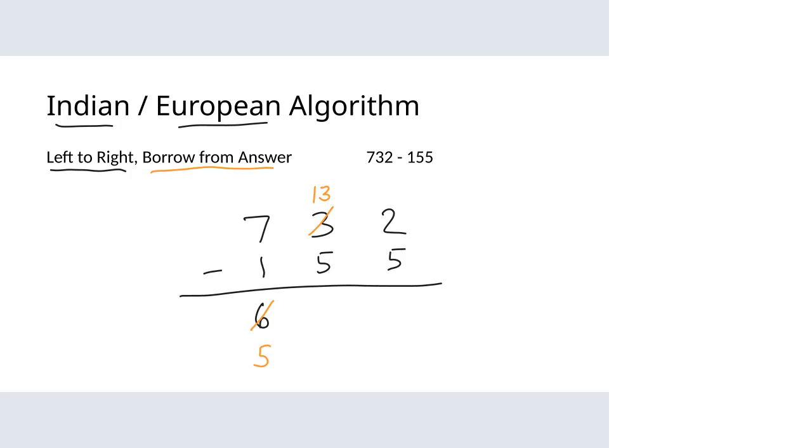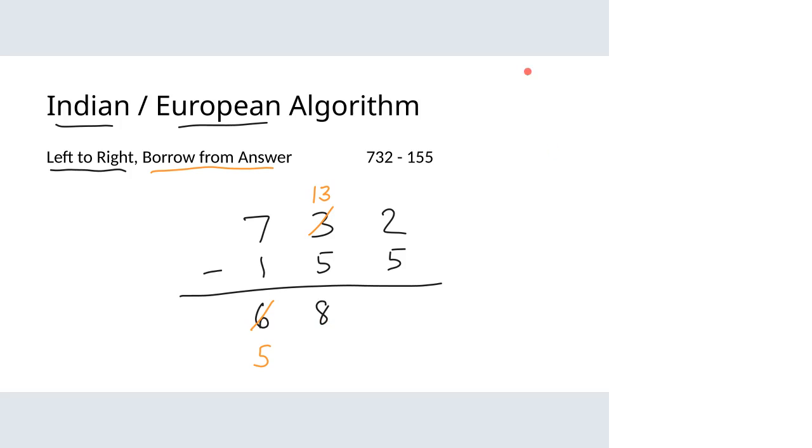Might feel a little strange, but left to right is how we read. Left to right is how you would count a stack of bills if I gave them to you. We did 7 minus 1 got 6, and then I needed to borrow. Instead of borrowing from here, I'm going to borrow from down here. Then I'll do 13 minus 5. Well, 13 minus 5, that's fine. That's just 8.